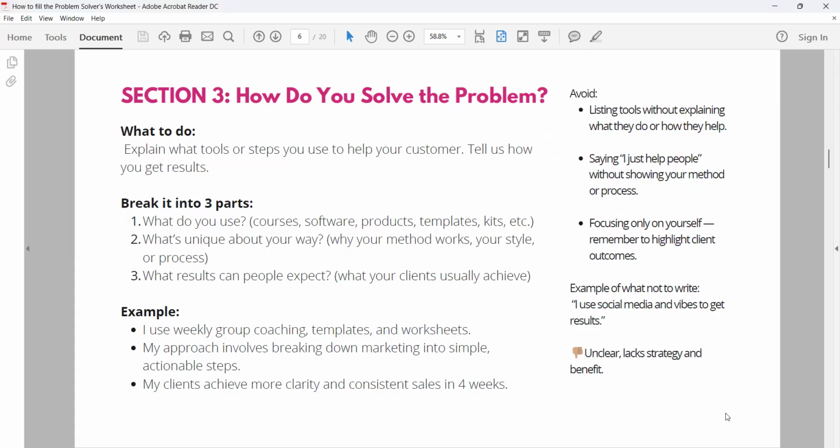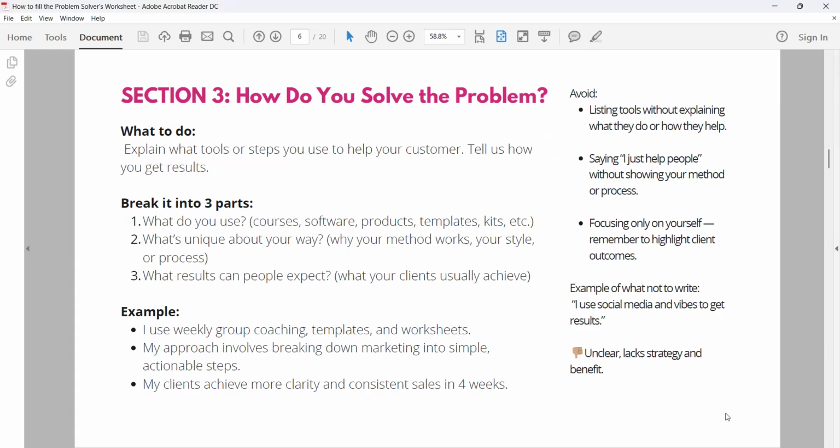What is unique about the way you do your thing, the way you deliver that value, that product or service? What is the method that works for you? What style? What is the process? That is what we want to see when you are filling this problem solvers worksheet. What results can these people get from you?